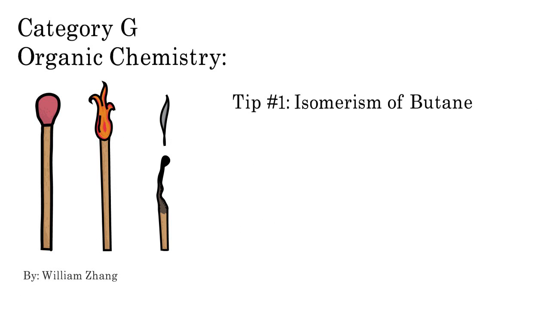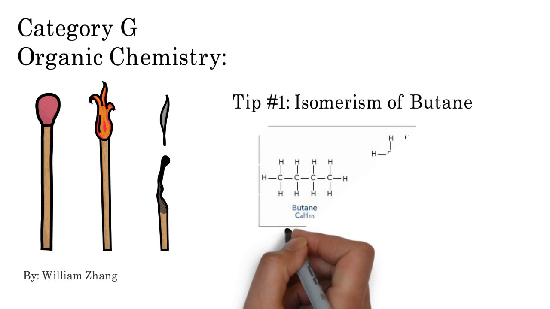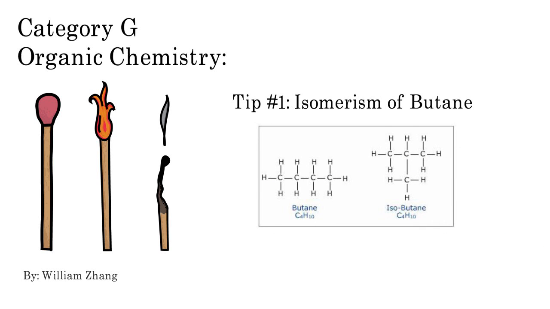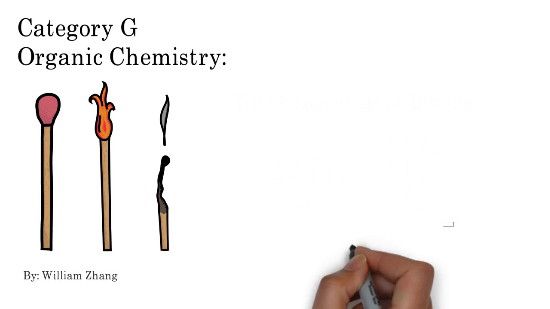So tip number 1 is the isomerism of butane. On the left, we have how we would normally draw butane with its 4-carbon chain, C4H10. On the right, we have isobutane, an isomer of butane. This should not be confused with propane because it seems like it has 3 carbons.